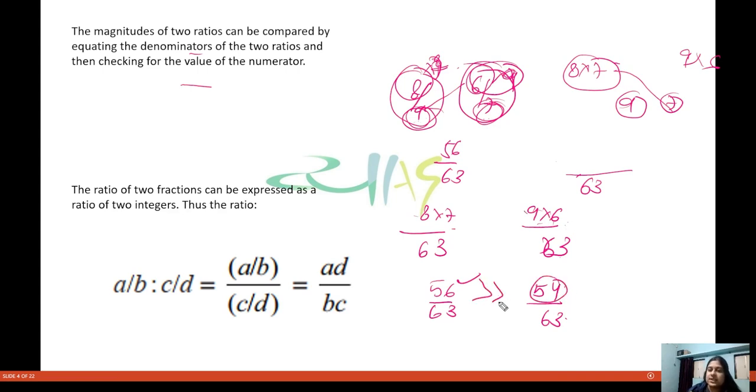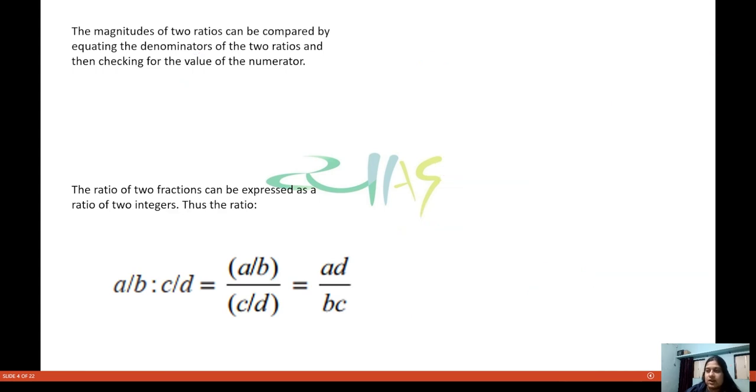So which ratio is greater? Obviously this one. So that means 8 by 9 is greater than 6 by 7. I hope everybody is clear with this. Now let's move forward. Now see, the ratio of two fractions can be expressed as a ratio of two integers.